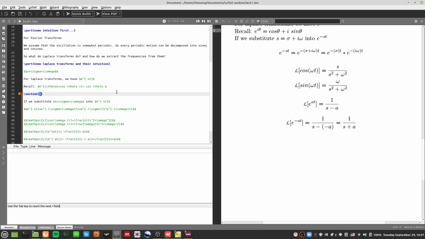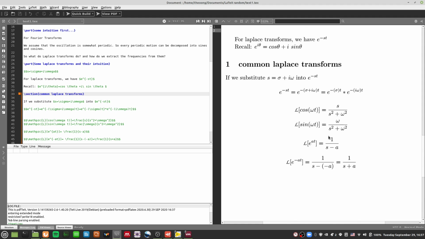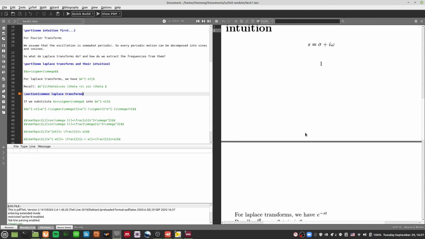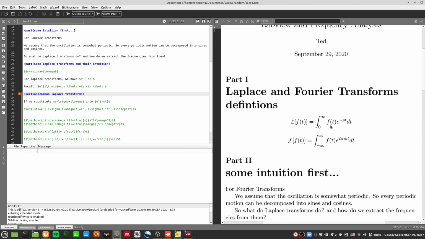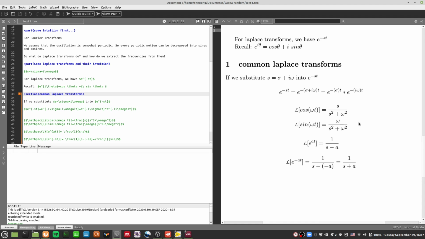Section: common Laplace transforms. So I assume you would have known some Laplace transforms before, but if not, basically Laplace transforms are the result of doing this messy integral here. You do your factorization of whatever, you do your integration, you apply your limits, then you simplify everything together. The end result will be something like this. Remember, this is the messy integral, right? E to the minus st dt.